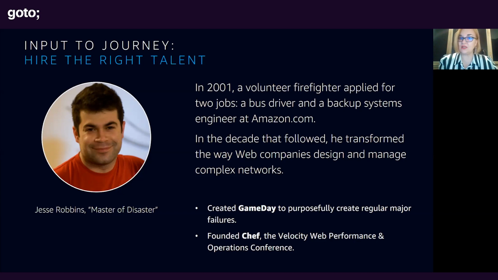The process of testing for failure stuck and became a cultural phenomenon and a norm. And this is what Amazon does consistently, especially when we prepare for Q4.